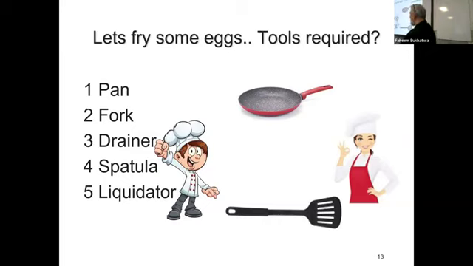Now, the last condition is circular wait. This guy has the spatula and wants the frying pan. This one has the frying pan and needs the spatula, so there's a circular wait. They're waiting on one another, that's a deadlock. So how can we stop a circular wait?